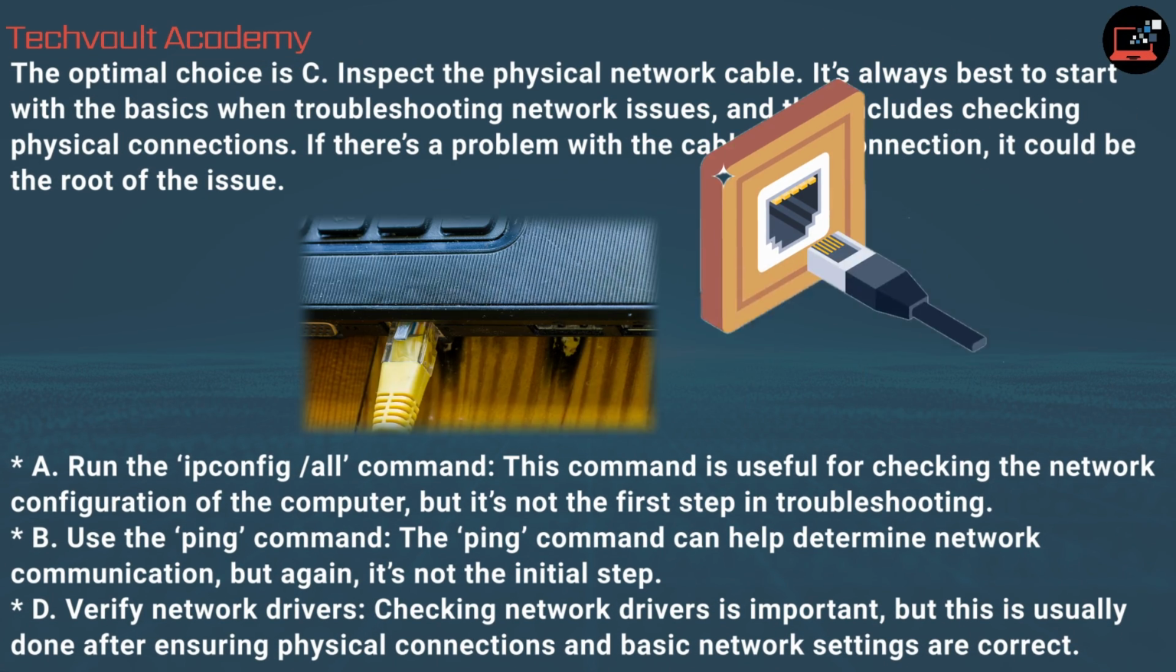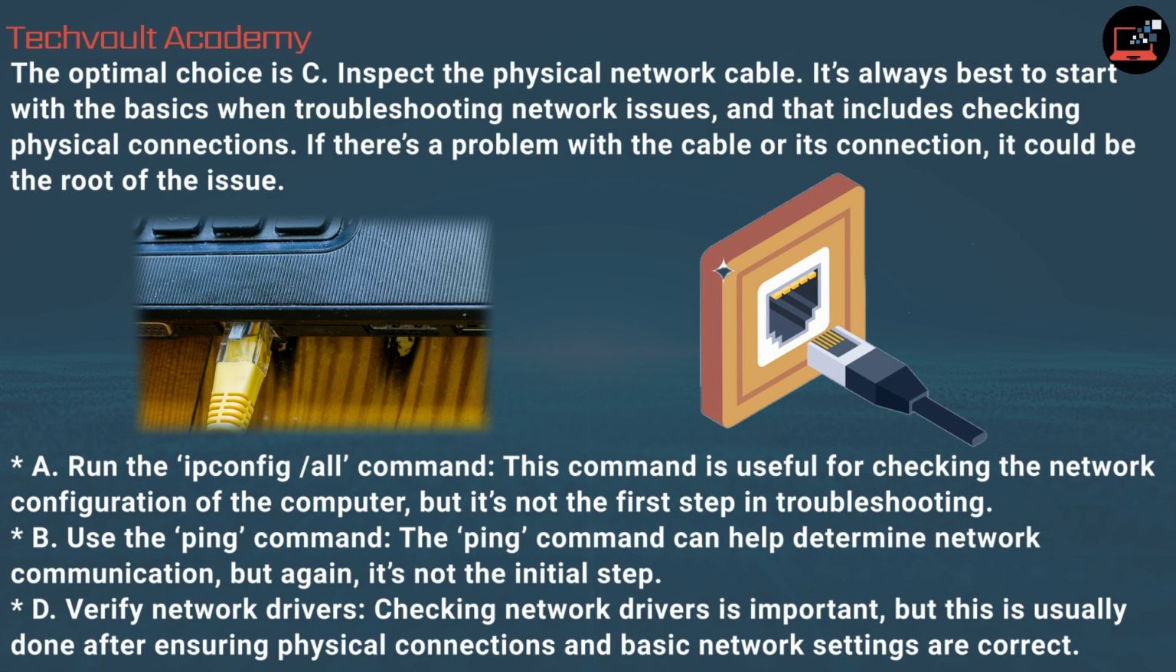The optimal choice is C. Inspect the physical network cable. It's always best to start with the basics when troubleshooting network issues, and that includes checking physical connections. If there's a problem with the cable or its connection, it could be the root of the issue.